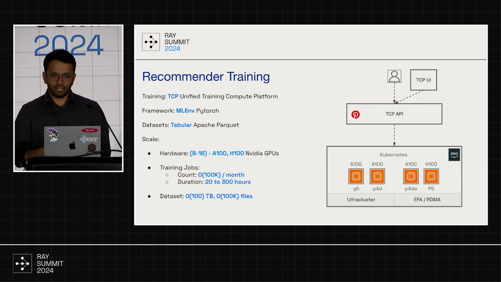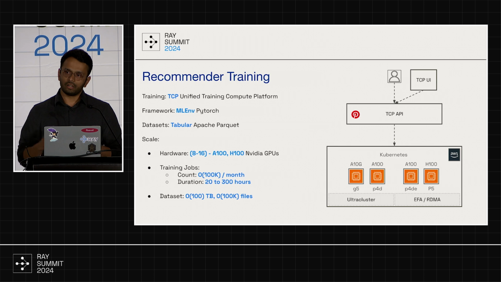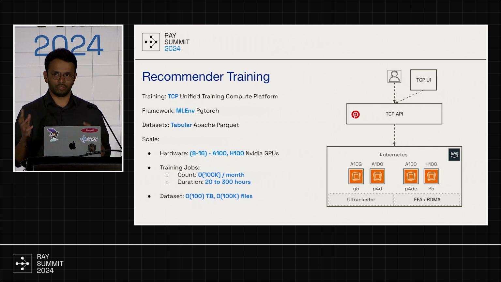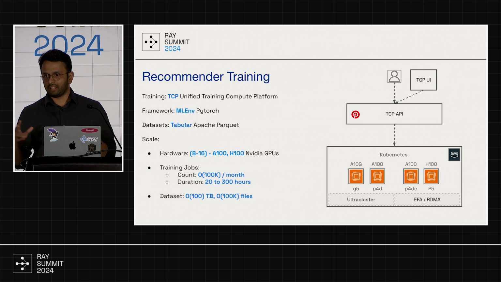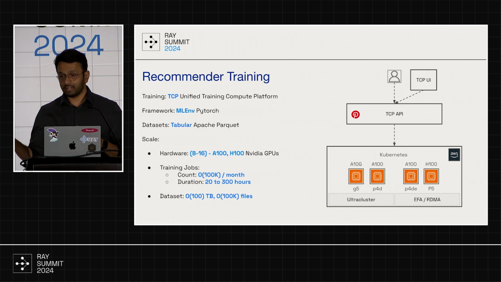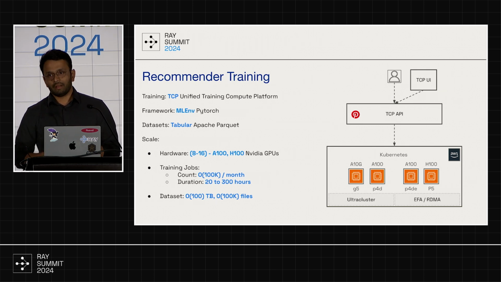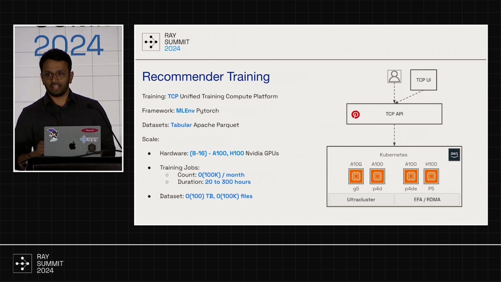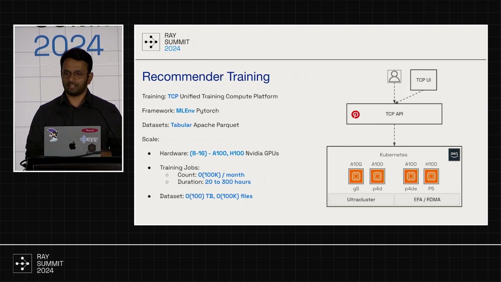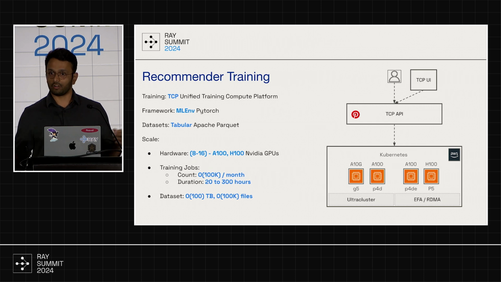Just to give you a context of the scale of the jobs that we run, typical training jobs that we have use anywhere from like 8 to 16 A100 or H100 GPUs. They can run anywhere from 20 hours to 300 hours, depending on the use case. But the most interesting part here is the scale of the data sets that we use. A single training job can consume hundreds of terabytes of data that spans across like 100,000 or more files. So this is actually a very large data set.